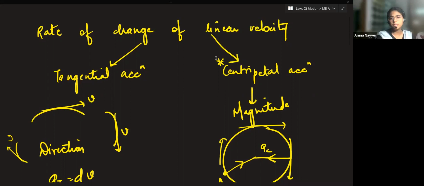Non-uniform has a much greater part because there the tangential acceleration is also changing, and the centripetal acceleration magnitude is also changing. Here most of the things were constant, so that's why this was very short. We'll do non-uniform now. If you have any doubts, you can text me in the chat column as well. I'll answer it, or you can unmute yourself and ask also.